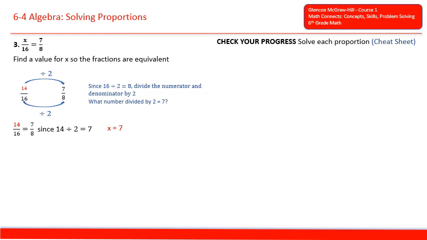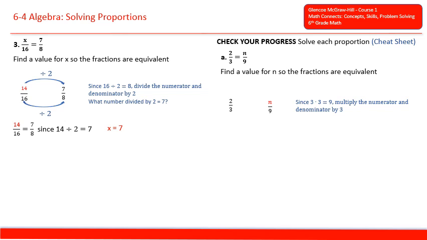Check your progress, solve for each proportion. A. 2 over 3 equals n over 9. Find a value for n so the fractions are equivalent. 2 over 3 and n over 9. Since 3 times 3 equals 9, multiply the numerator and denominator by 3. 3 times 3 equals 9. 2 times 3 equals 6. 2 over 3 equals 6 over 9, since 2 times 3 equals 6.